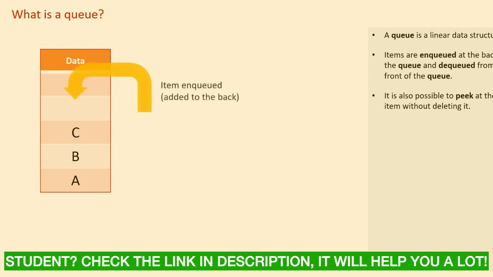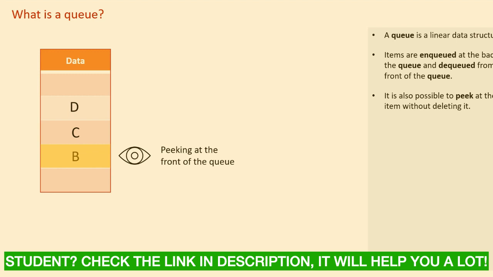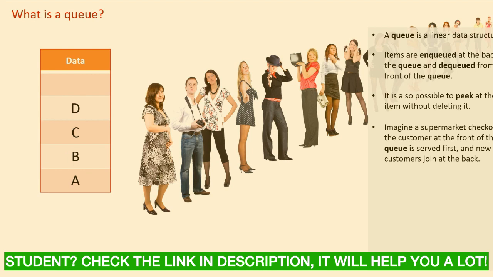A queue is a linear data structure. Items are enqueued at the back of the queue and dequeued from the front of the queue. Again, just like with a stack, it's also possible to peek, this time at the front item without deleting it. You can imagine a supermarket checkout. The customers at the front of the queue are served first and new customers join at the back.